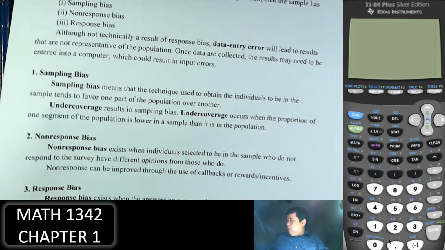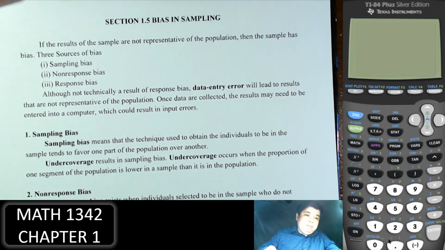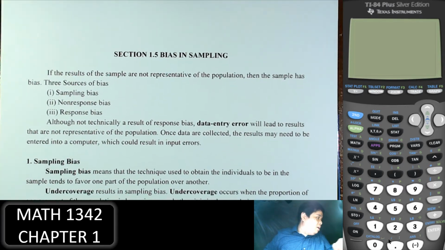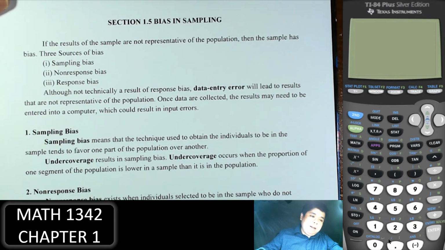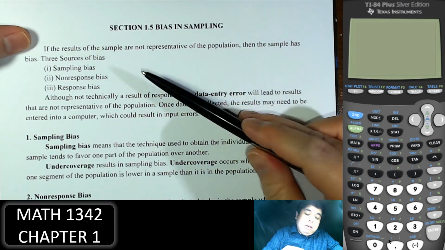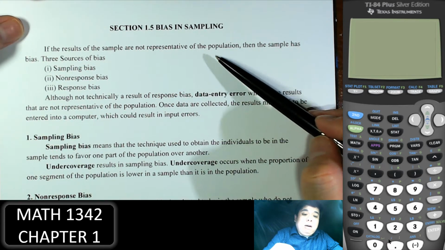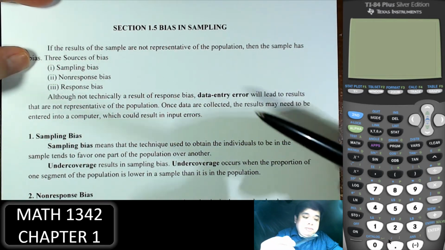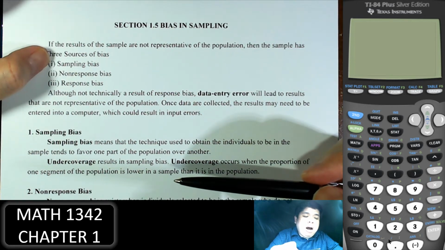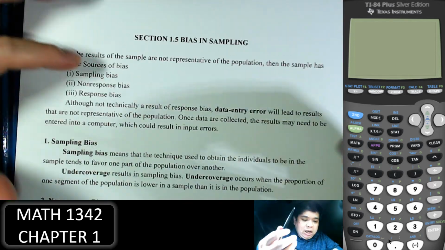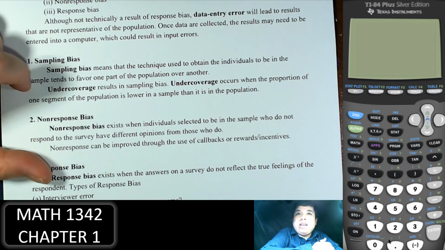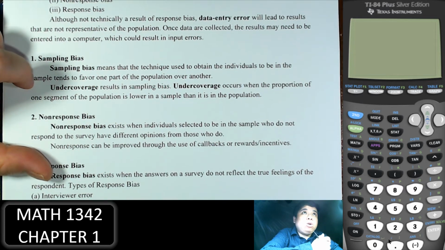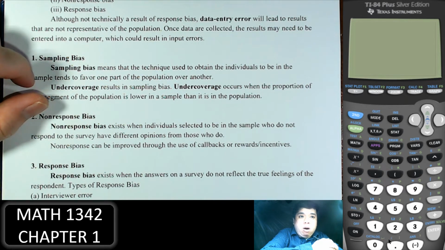Right. Next we have bias in sampling. If the results of the sample are not representative of the population, then there will be a bias. The sorts of bias are sampling bias, non-response bias, and response bias. So we'll just go over a few things. Sampling bias, we covered in the previous section. If we do not choose a good sample, it will not well represent the population.